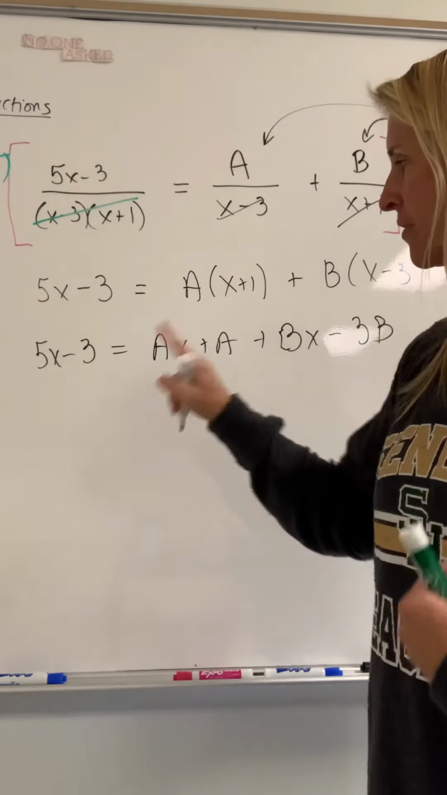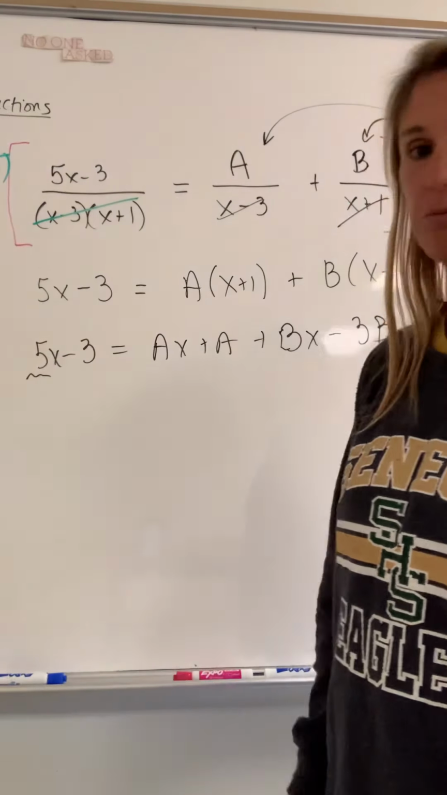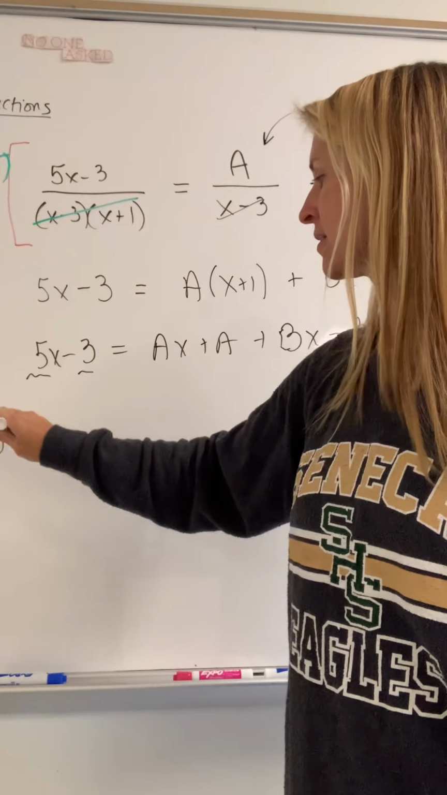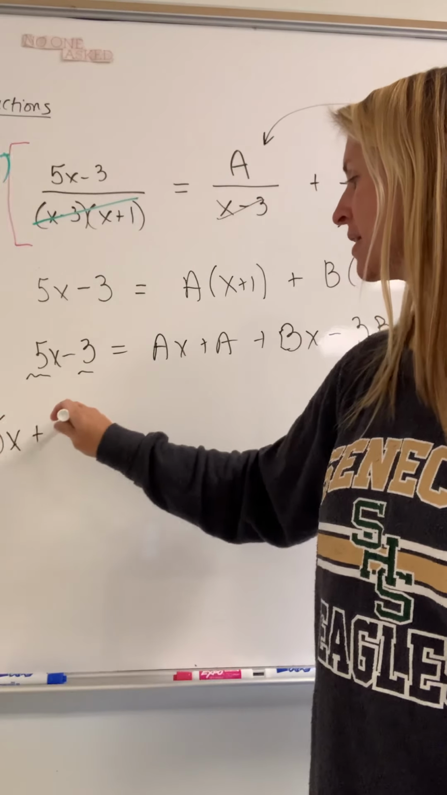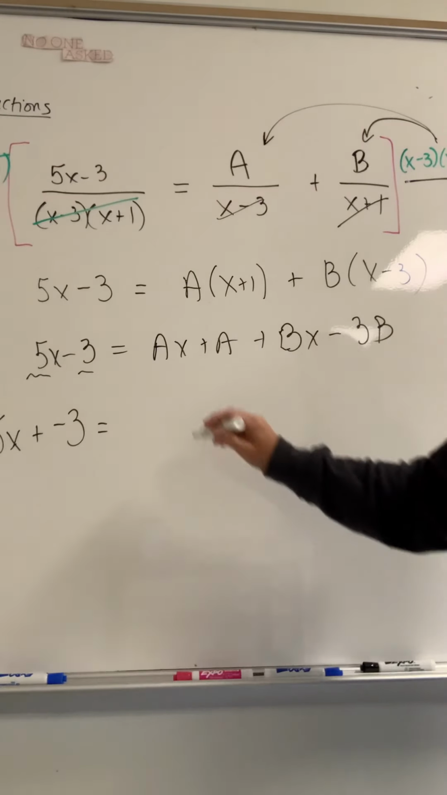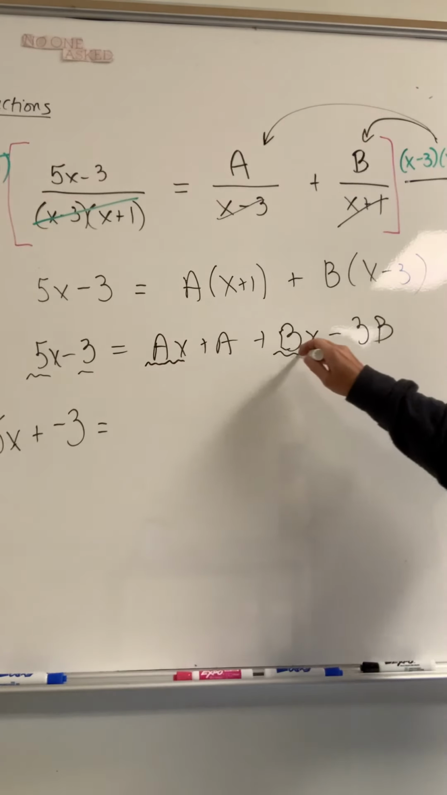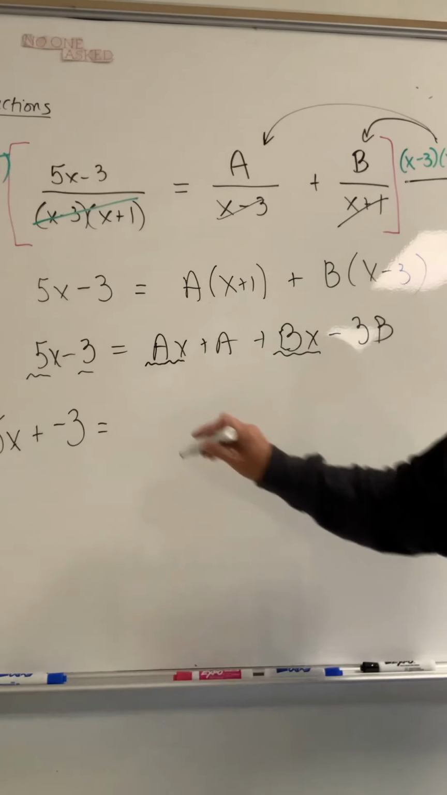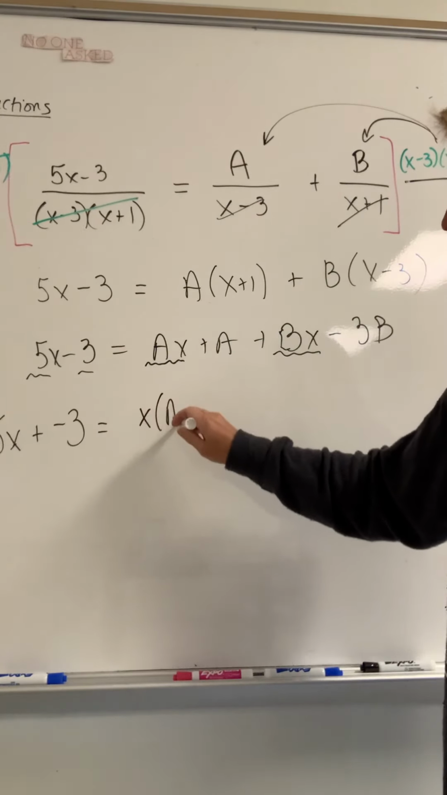Well, on the left side, I have an x term and I have a numeric term. So I have a 5x and I have a plus negative 3. On the right, I'm going to group this up as well. I have two terms with x's. I'm going to group them up and I'm going to pull the x out to the front of them.